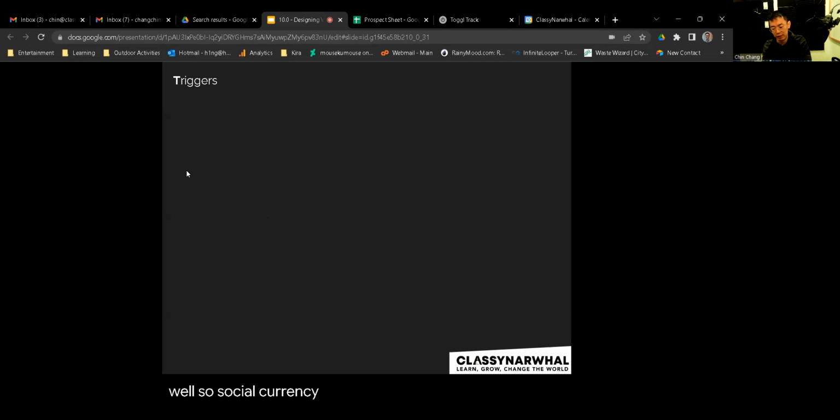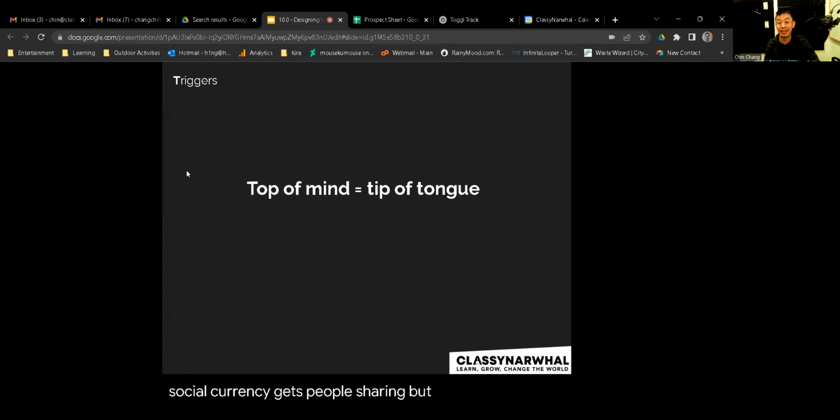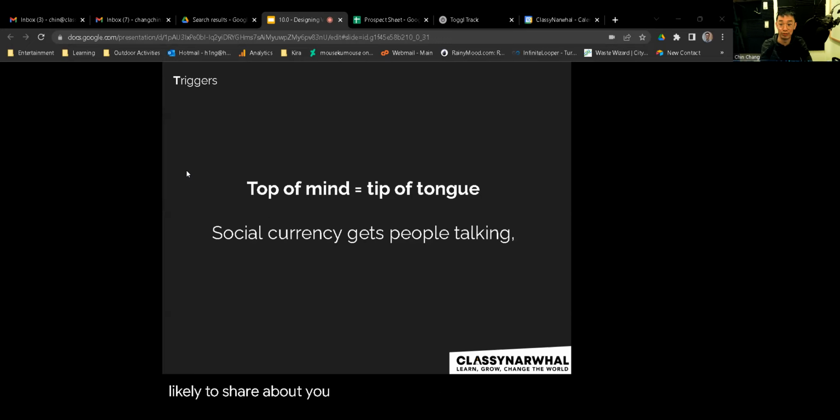So social currency, the main focus is to motivate the sharer, to get the sharer to want to share something because it makes them look good and benefits them. The other side of the picture is, yes, social currency gets people sharing, but triggers keep people sharing. So how do you remind people to share? That's the key idea of a trigger. If you're top of mind, if people keep thinking of you, then you're tip of tongue as well, so they're more likely to share about your product or service.